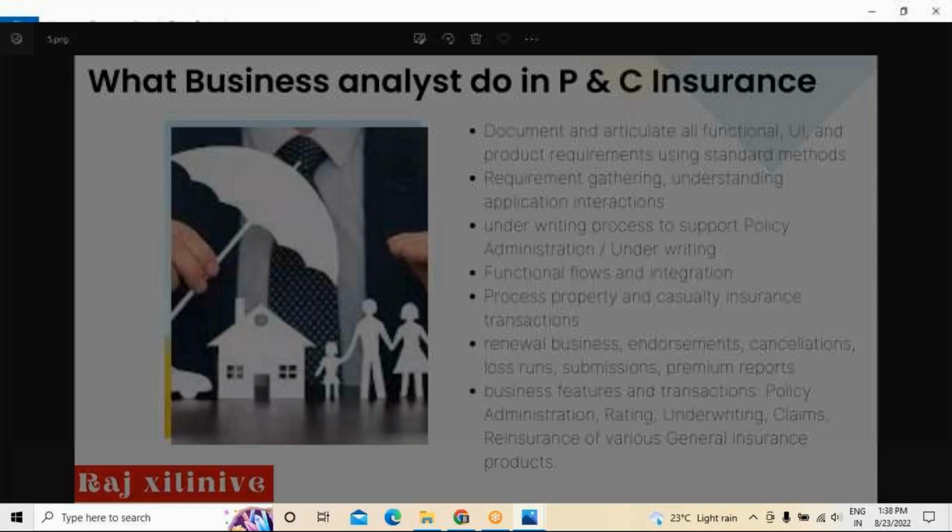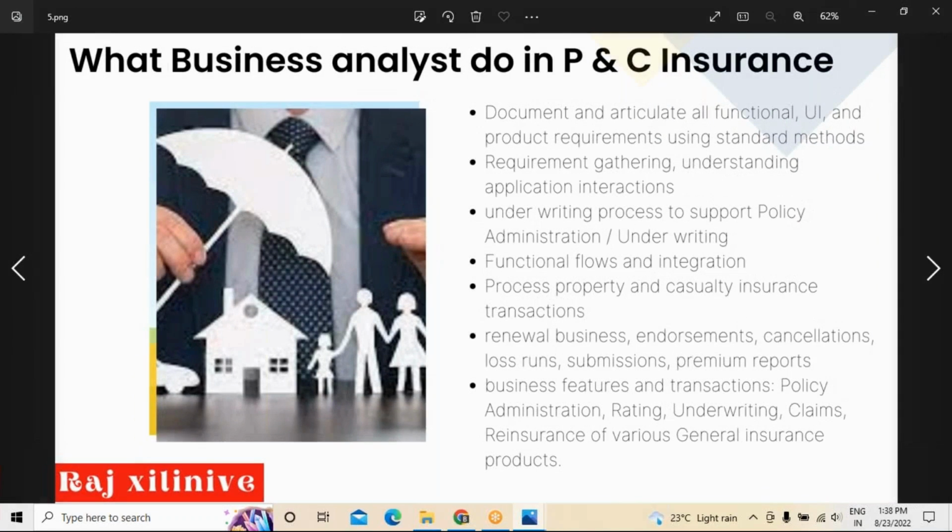Now, in reference to the role of a business analyst, because as you know, a business analyst is a person who tries to understand the requirements and provide solutions for any of the customer needs, in what way are we going to relate this to P&C insurance is what I am discussing in this slide now.